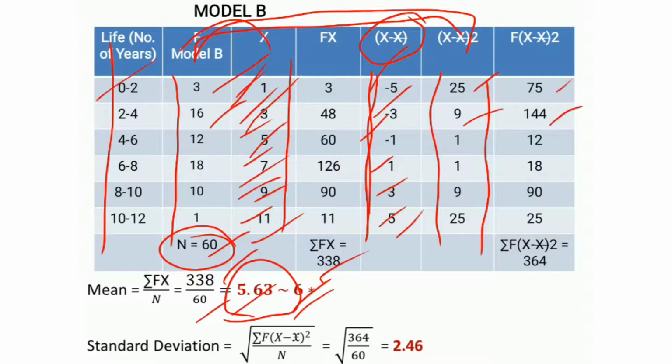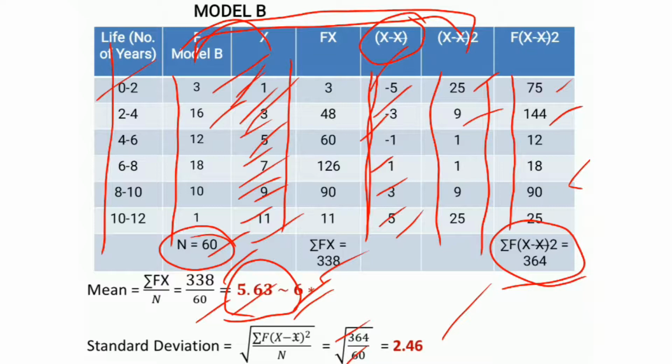So again, I am repeating the same procedure I did for model A, so we will not waste our time. The total of these values will be 364. Apply it in the formula: 364 divided by n, which is 60, and take the square root, and you will get 2.46.